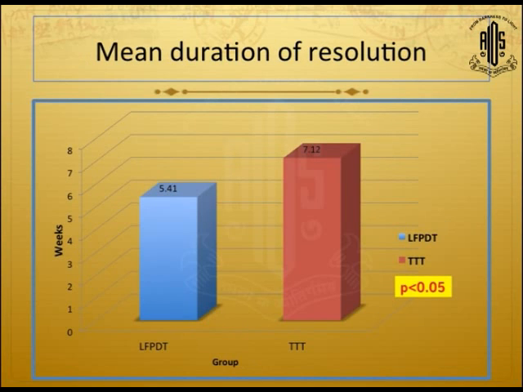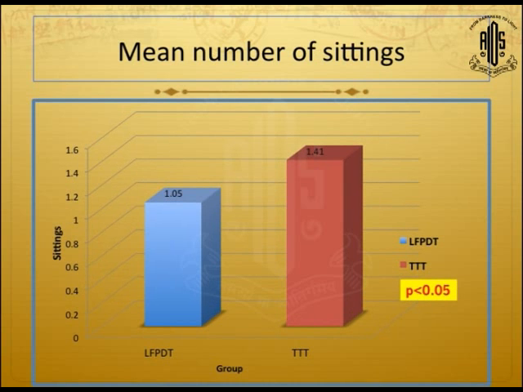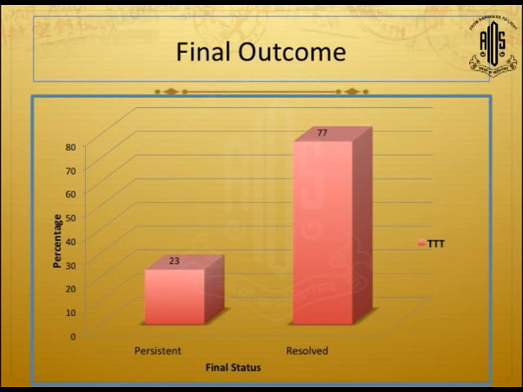So just a short comparison we did with what Ronnie sir had presented in low fluence PDT. As I said earlier, it remains the mainstay. The mean duration of resolution was almost 5.41 weeks in low fluence PDT, however in TTT it was 7.12 weeks. The mean number of sittings was also statistically significant: low fluence PDT almost required just a single sitting, however in TTT we might require around 1.41 mean sittings. In final outcome for our TTT patients, we had almost 77% resolved and 23% remained persistent.